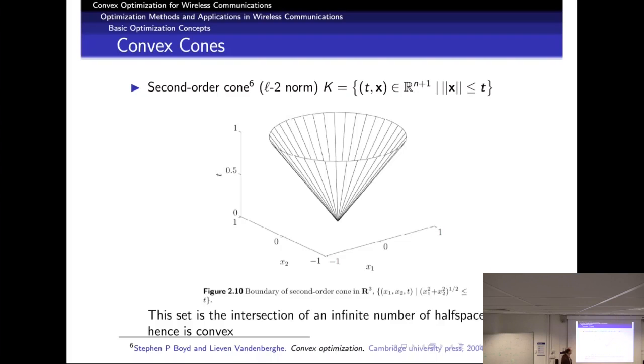And again, it's a convex cone because you take any two points within that cone, you scale by any positive values, and the line segment between any of those two points would still be within the cone.